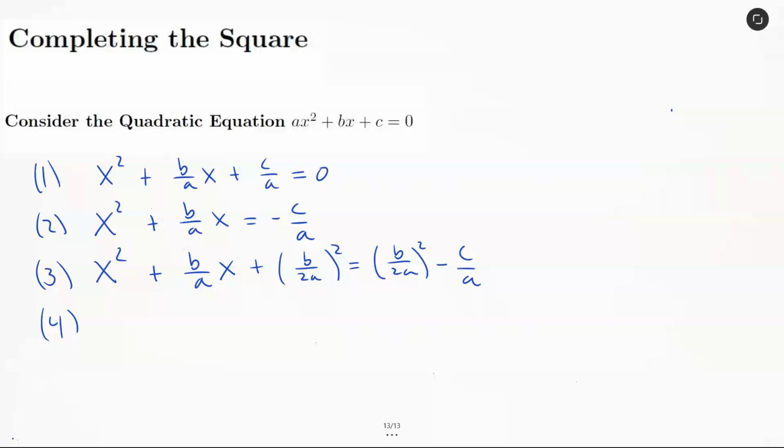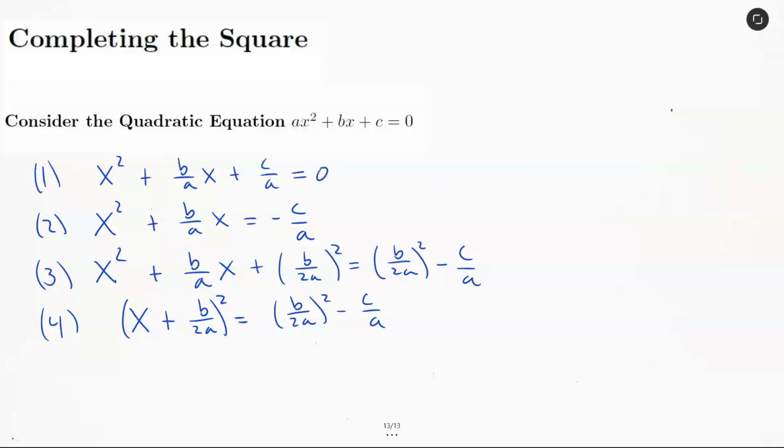Step 4. Write the left side as a perfect square. If I want to write the left side as a perfect square, it is just x plus, take the middle term, B over A, and cut it in half. That's your second term. Square, right? There's your perfect square. Write the left side as a perfect square. You just keep repeating that to yourself. That is the name of the game. All right, that's step 4.